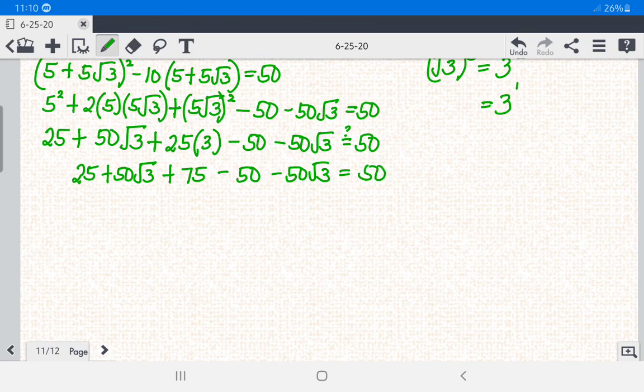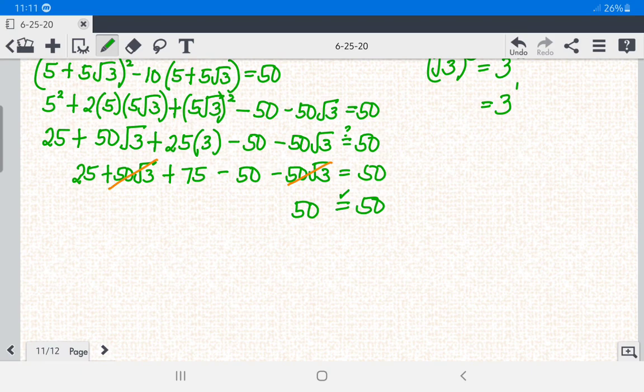Then let us now combine similar terms. Similar terms here are 50 square root of 3 and then negative 50 square root of 3. So we can cancel 50 square root of 3 and then negative 50 square root of 3. The next, we have 25 plus 75. So that is 100. Now, minus 50, we have 50. 100 minus 50, we have 50. Okay. So, see, they are equal.